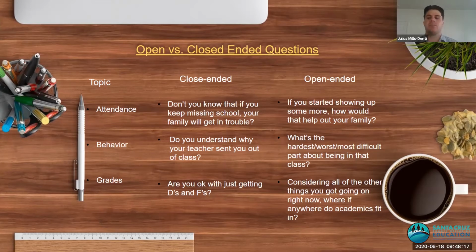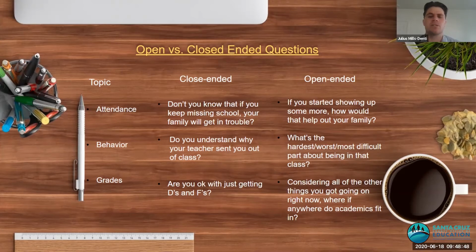But here's an example of transforming questions. And these are all questions that I've heard since distance learning started. So this is stuff that's been going on recently. You can see on the left, there's the topic: attendance, behavior, and grades. And there's an example of a closed-ended question and an open-ended question. So attendance: don't you know that if you keep missing school, your family will get in trouble?